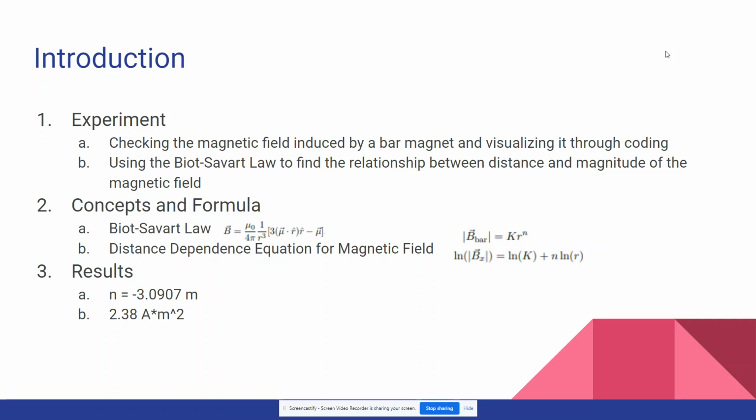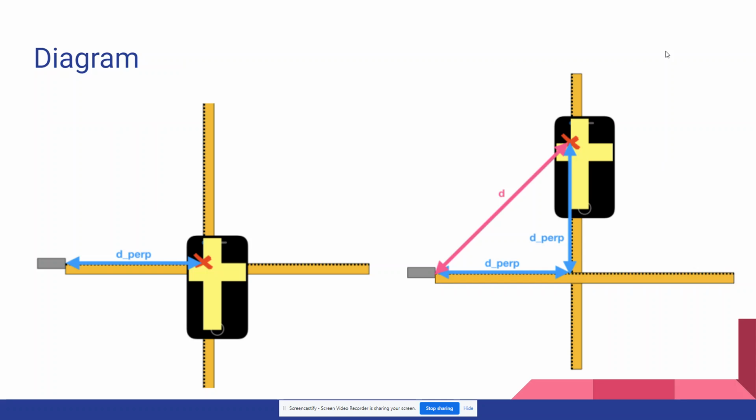The results state that n, the distance dependence of the magnet, is negative 3.0907 meters, and the magnetic dipole moment is 2.38 amperes times meter squared. This diagram demonstrates the experimental model. The first involves placing the phone on axis to the magnet, and the second is at a 45-degree angle to measure the magnetic field induced by the magnet.